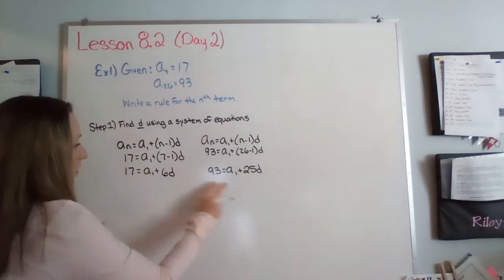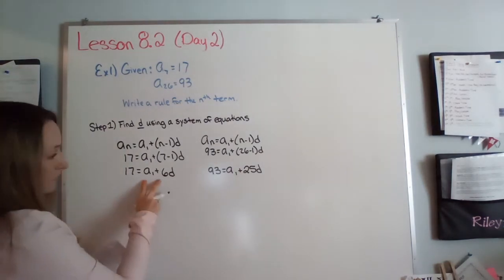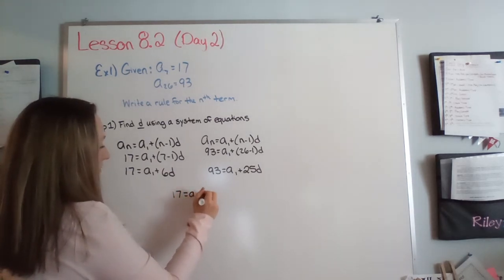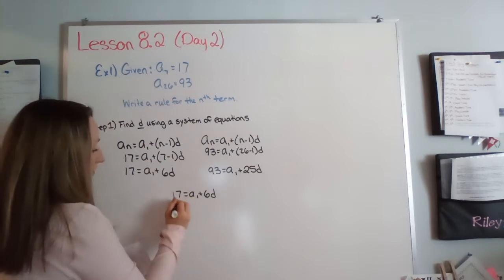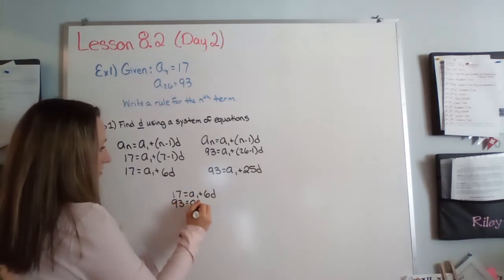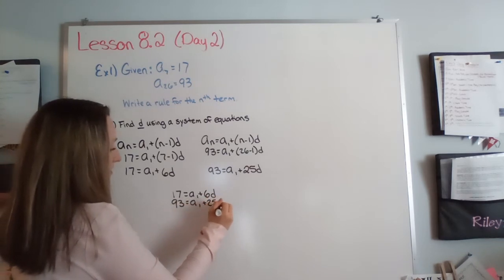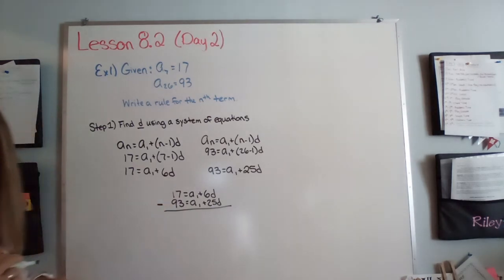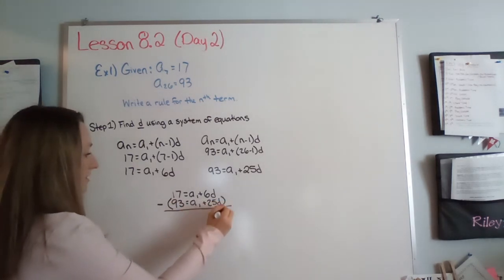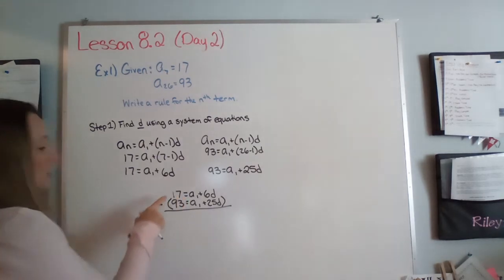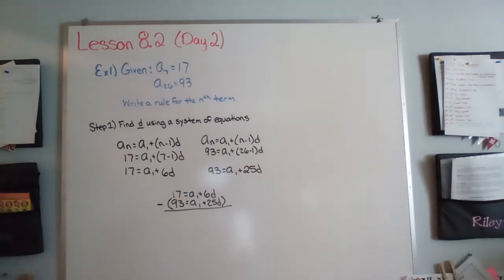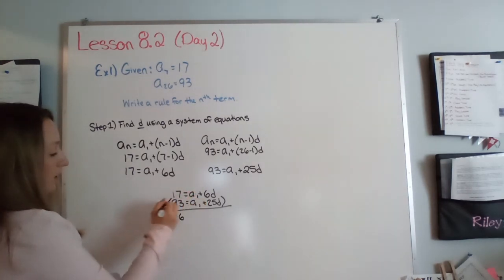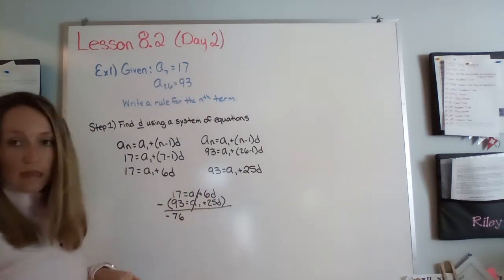I'm going to set them one on top of the other and make it match up. 17 equals a sub 1 plus 6d, and underneath it, 93 equals a sub 1 plus 25d. When we use elimination, the goal is to eliminate a variable, so I'm going to subtract everything in the second equation from the first. 17 minus 93 gives you negative 76. A sub 1 minus a sub 1 cancel, which is the goal.